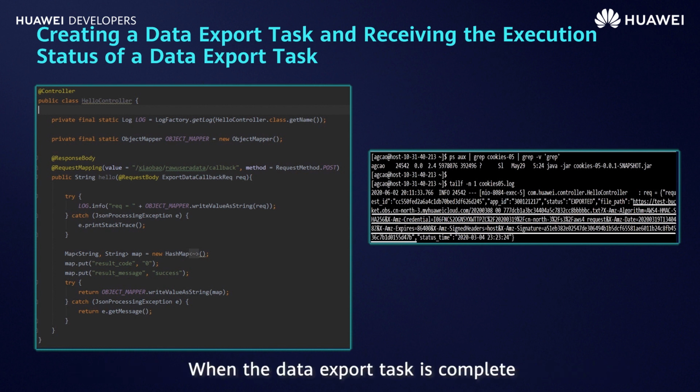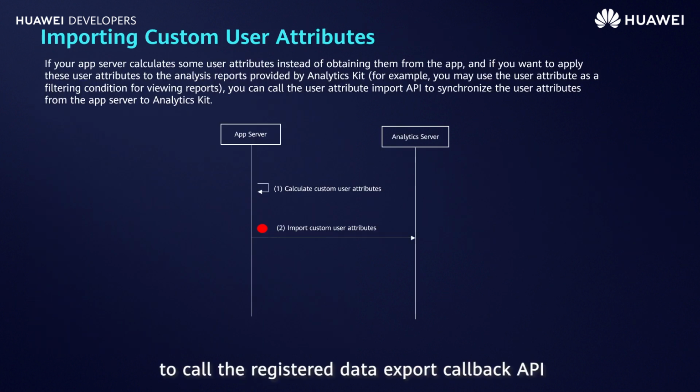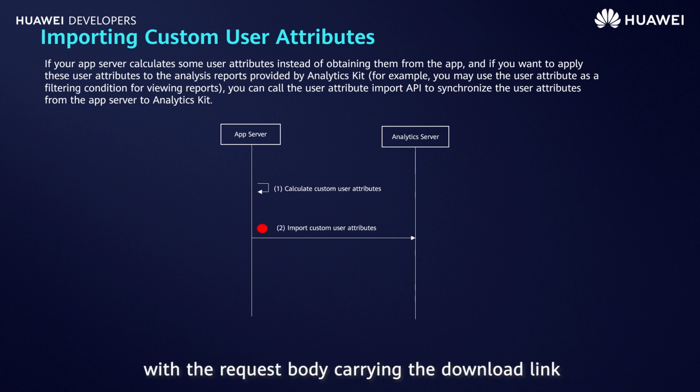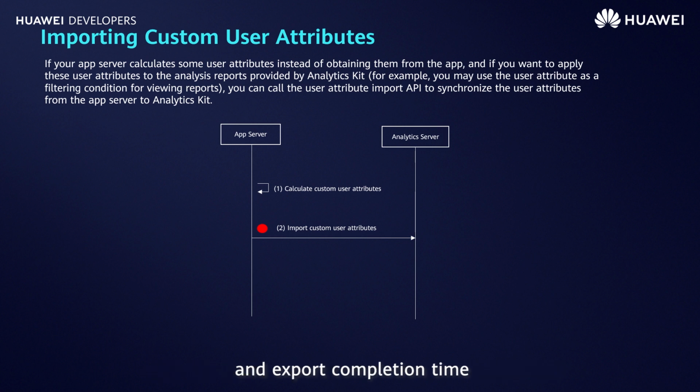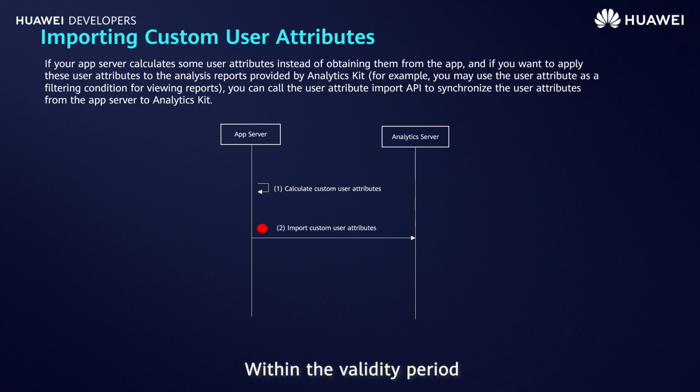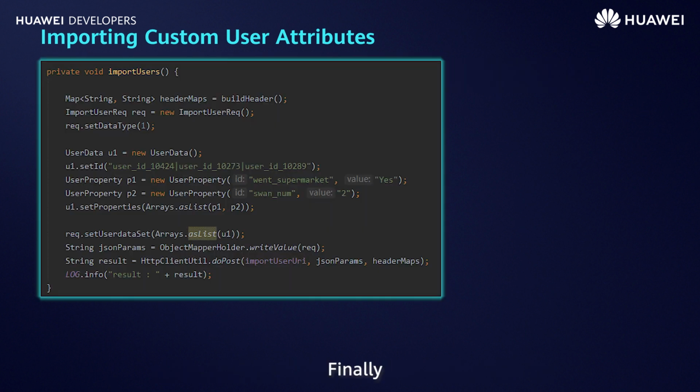When the data export task is complete, Analytics Kit will send an HTTP POST request to call the registered data export callback API, with the request body carrying the download link and export completion time. The download link has a validity period of 6 hours. Within the validity period, you can use the download link at any time to download the exported data file. Finally, we have come to the fourth use case.